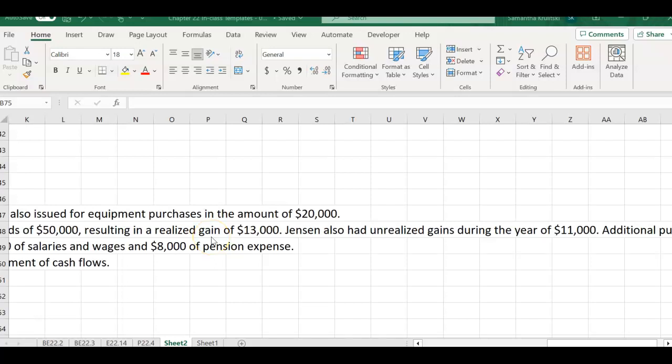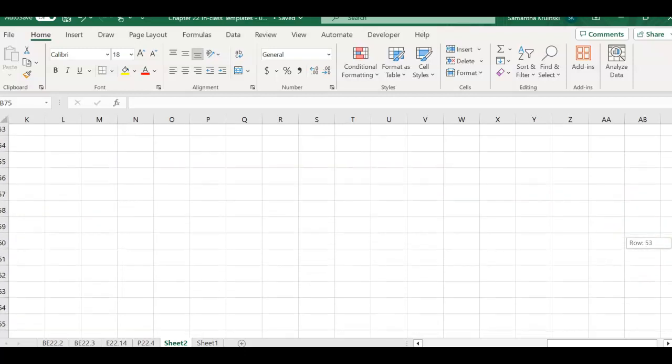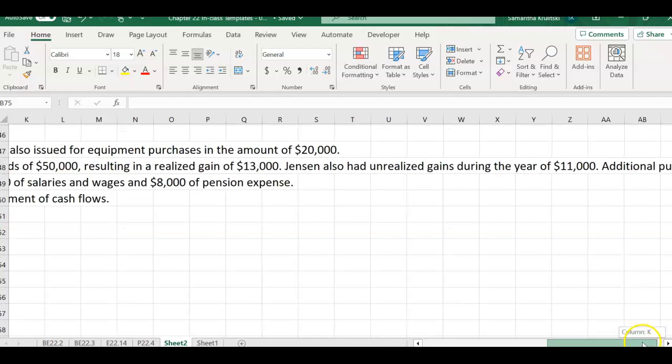So we're analyzing our fair value net income investments, and we can see that they have a realized gain of $13,000. Realized gain means they've actually sold it and they realized that gain, so they've received the cash. They also have unrealized gains of $11,000. So this relates to that fair value bump at the end of the year.